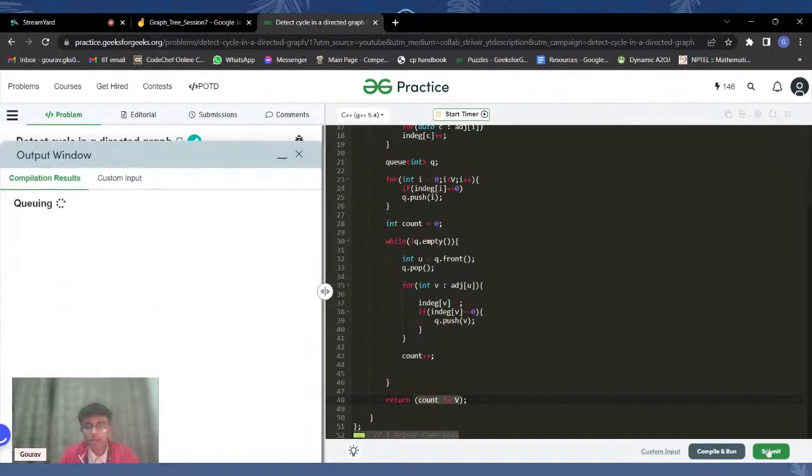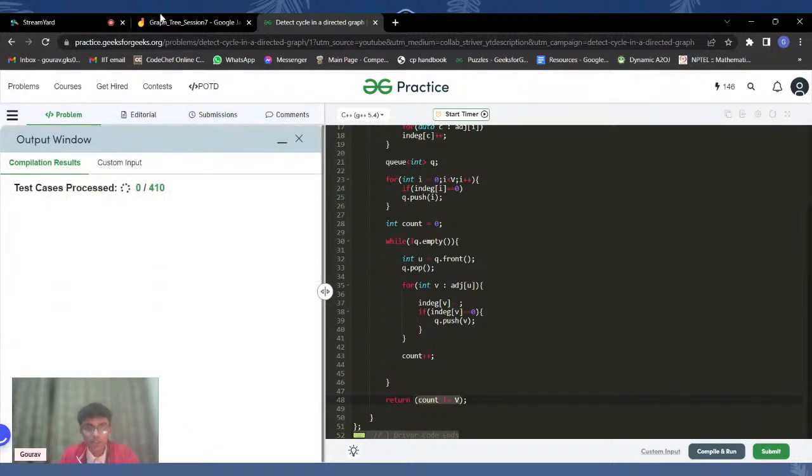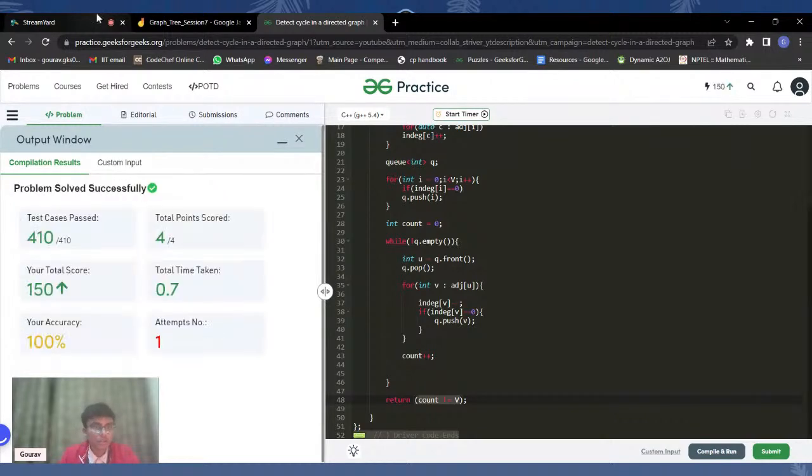Okay, so let's submit this code and check. Yeah, so as you can see, all the test cases are passing. So therefore, this question is correct.